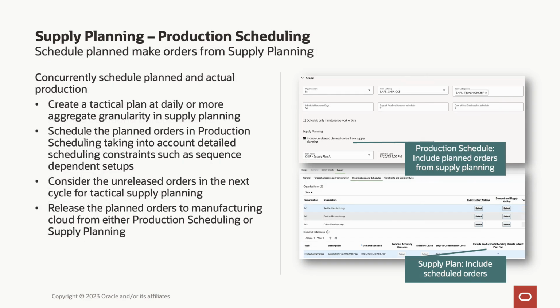Update 24a provides concurrent manufacturing planning by synchronizing supply plan and the detailed scheduling. The supply planning process and the production scheduling process are now integrated so that the planned make orders from supply planning are included in the production scheduling process prior to release for execution. After the detailed schedule is generated, schedulers and planners can release the orders directly from the production scheduling process or incorporate these in the tactical supply planning process.